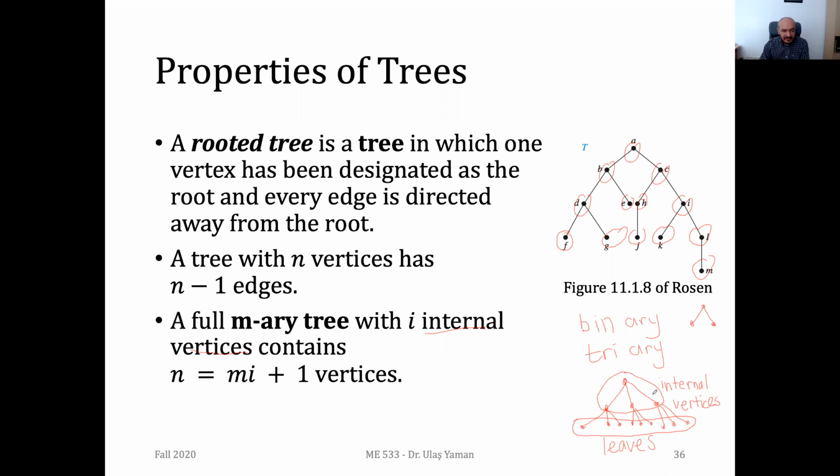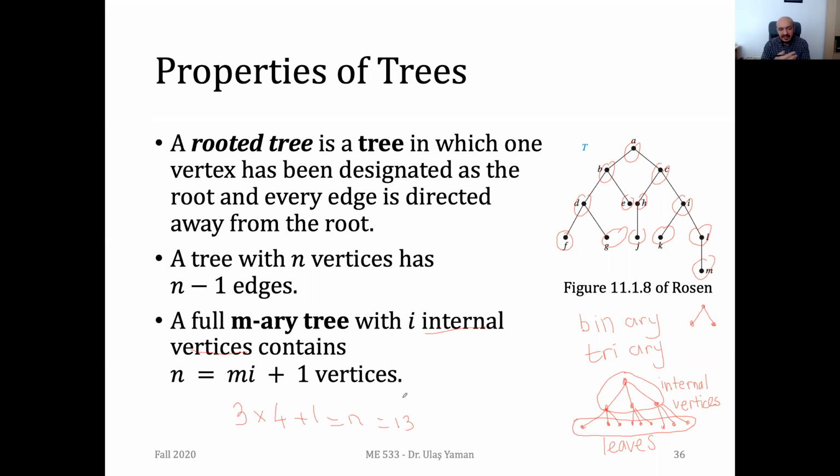So let's have a look at our definition here. Since this is a tri-ary tree, M is 3, multiplied with i. What is the number of internal vertices we have? We have 4 internal vertices. 3 times 4 plus 1 should be equal to the total number of vertices. Is it correct? Let's check. We have 9 leaves and then 4 internal vertices. So in sum, we should have 13, right? This is correct. So it satisfies the given equation.